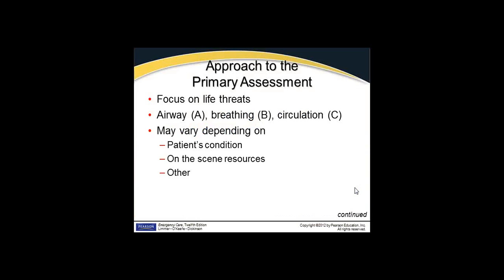So we'll start with primary assessment. This focuses on our life threats, mostly looking at the ABCs. I also like to throw D in here. D is disability and dysfunction. It tells you a lot about what's going on with the patient's brain. Not necessarily the A, B's, and C's that kill you, but sometimes it's the D's.